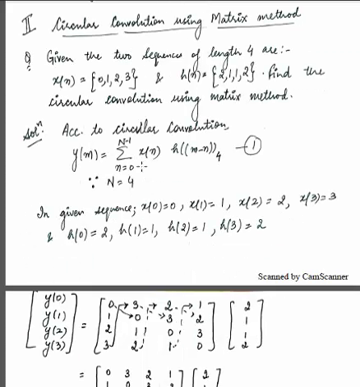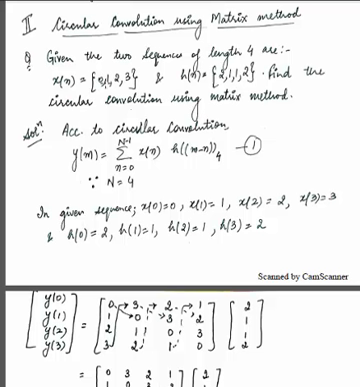Now in the same way, according to the formula of circular convolution, that is y of m is equal to summation n from 0 to N minus 1 x of n h of m minus n modulo N, for 4-point DFT, equation number 1. Now N is 4, so I am writing 4 here.